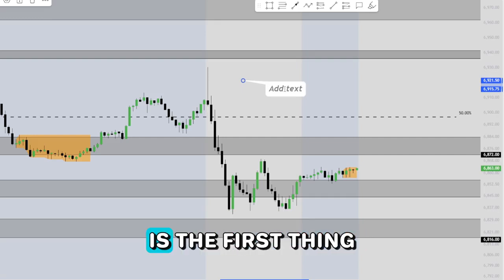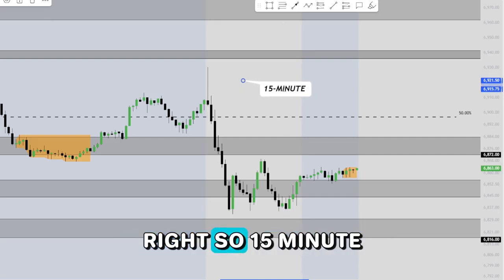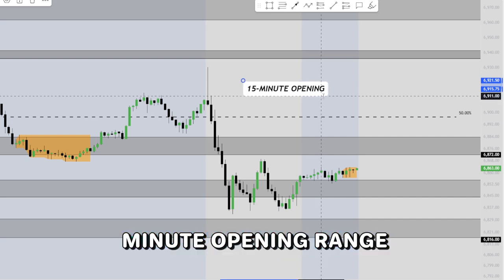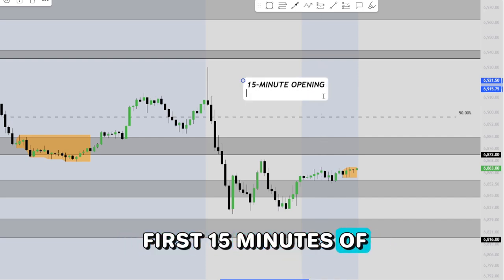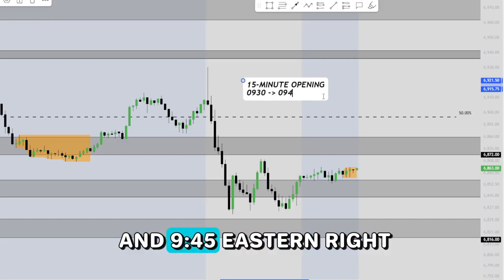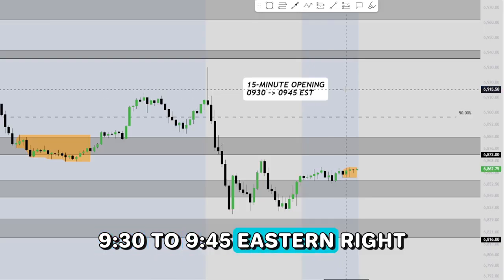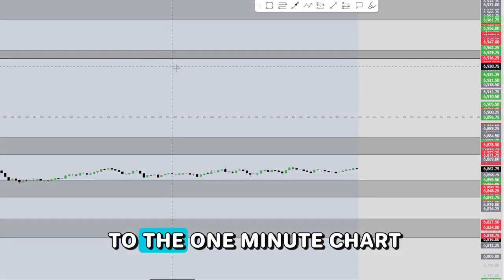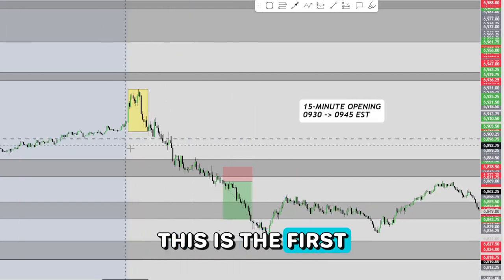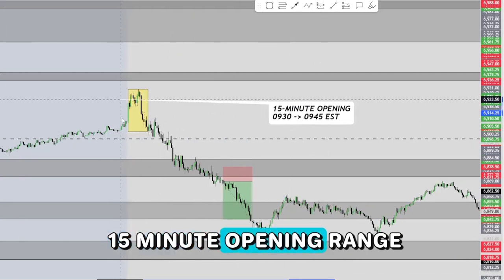The first thing I do is I look for the 15-minute opening range. What do I mean by the 15-minute opening range? This is the first 15 minutes of the market open, between 9:30 and 9:45 Eastern. When we go to the 1 minute chart, let's break down what was going on. This is the first 15 minutes over here. So this is the 15-minute opening range.